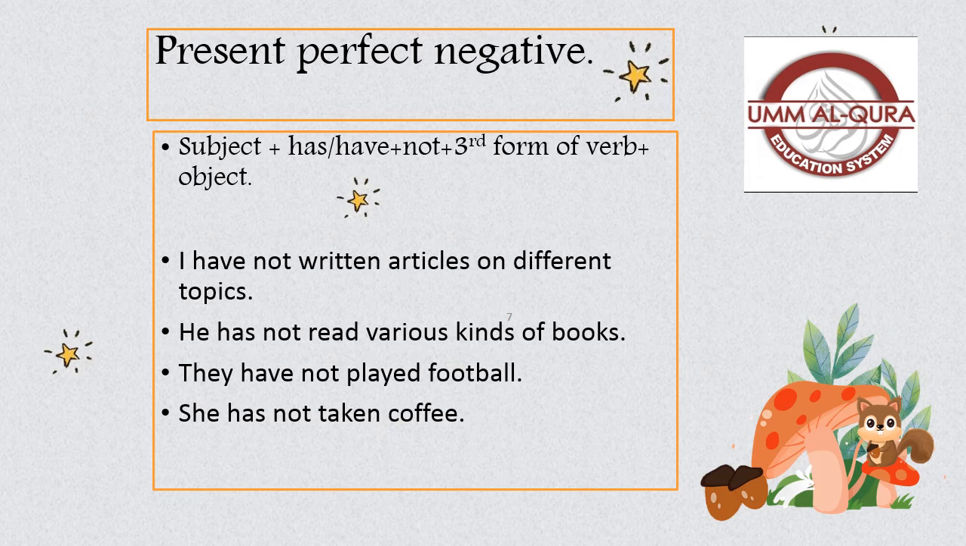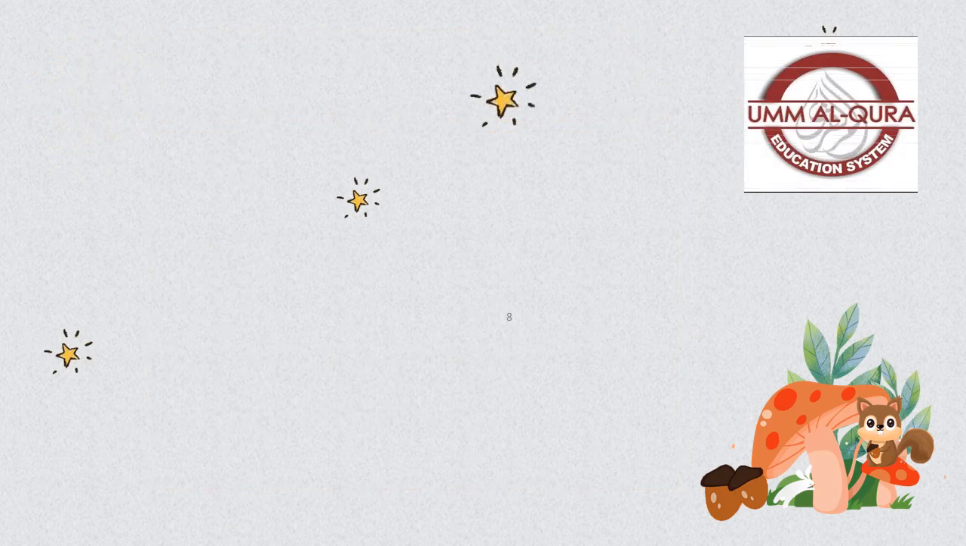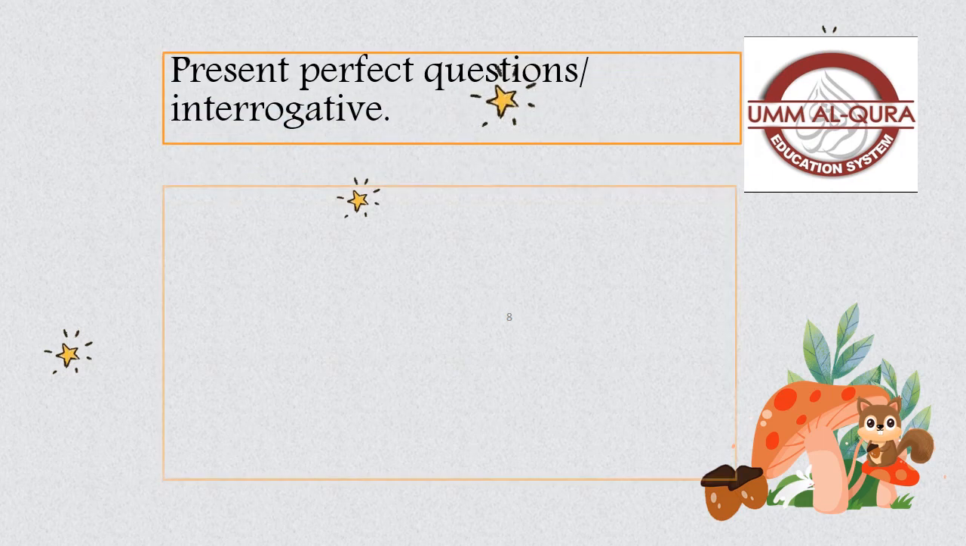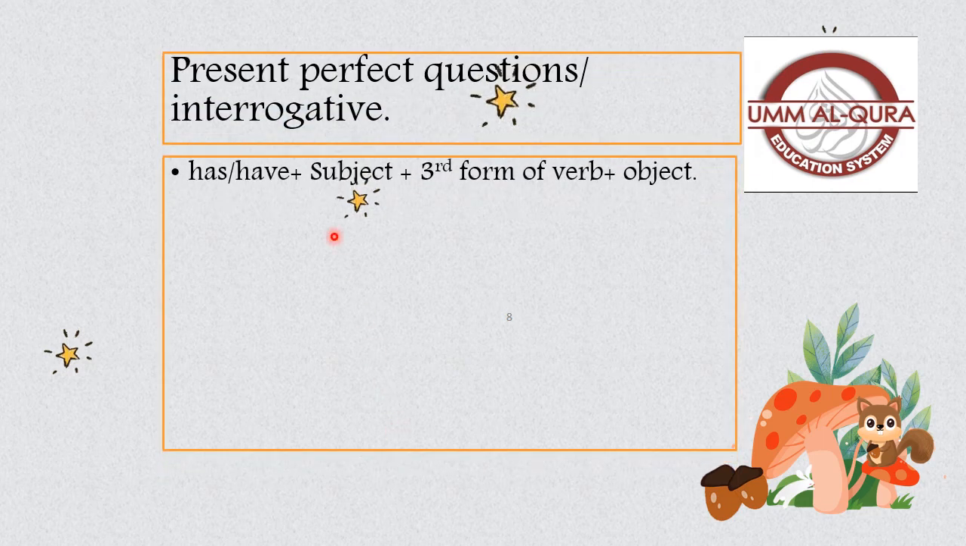Now we will move to the last part of present perfect tense, which is how to make interrogation or question of present perfect tense. It's very easy. First will come helping verb, which is has and have. After that will come subject, third form of verb, and in the last is object.